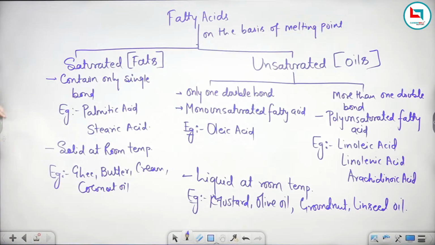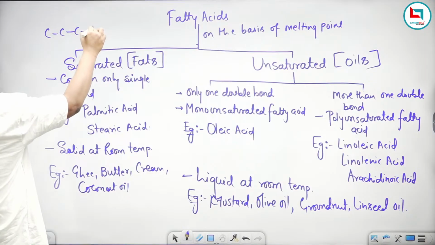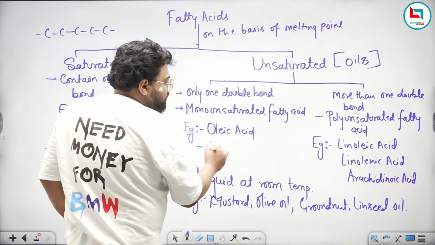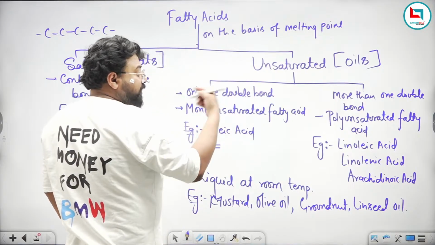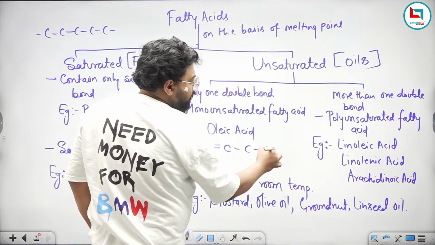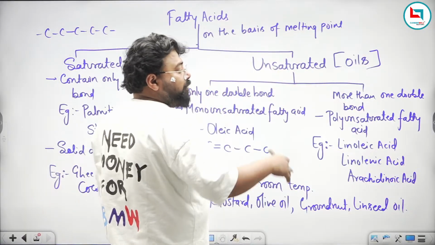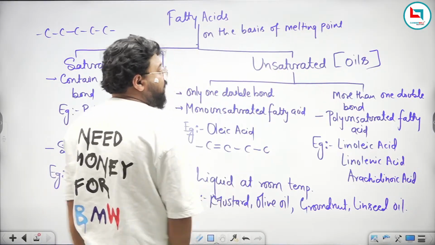Now, these fatty acids on the basis of melting point can be saturated and unsaturated. Saturated fatty acids are generally those compounds which contain only single bonds. Means these are long chains of hydrocarbon with single bonds only. But unsaturated ones are long chains of hydrocarbon which can contain a single double bond like this, or which can contain multiple double bonds. Means there can be 2 double bonds, there can be 3 double bonds.